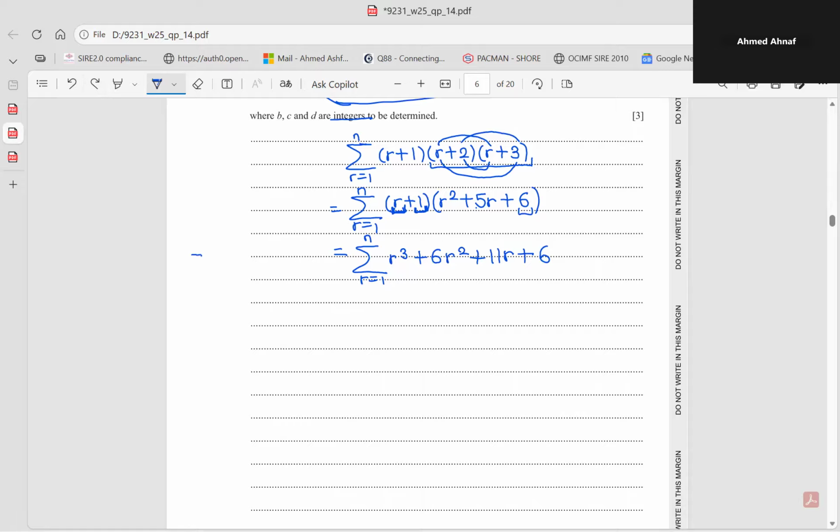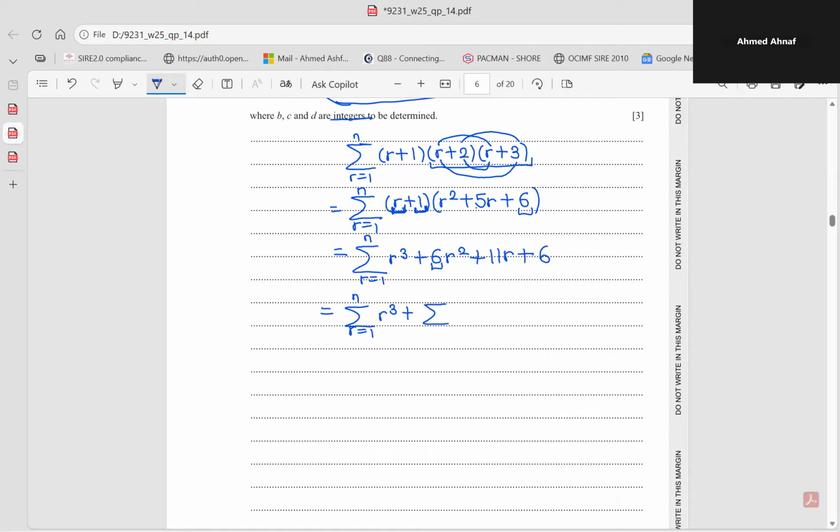So for summations, I'm just going to write summation of A plus B. We can just find the summation of A plus the summation of B. So we can split them up just like integrals and differentials. So this one is just going to be the summation from r equals 1 to n of r cubed plus the summation of 6r squared.